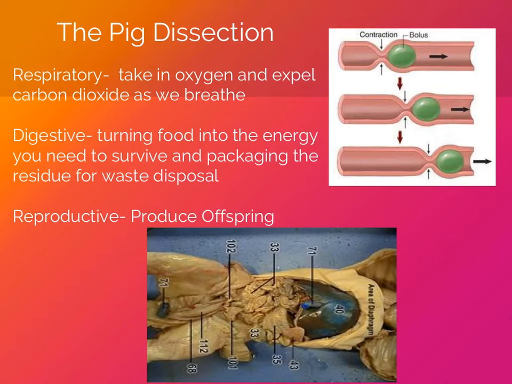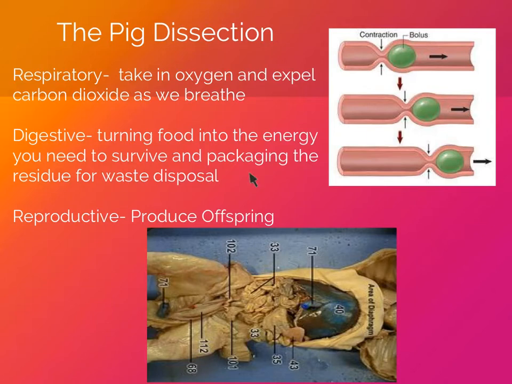We investigated a handful of different systems when we did our pig dissection. We'll just talk about respiratory, digestive, and reproductive for starters. The respiratory system takes in oxygen and gets rid of CO2. Even though the circulatory system is responsible for transporting that oxygen and that CO2, it's the job of the respiratory system to obtain it in the first place and get rid of it.